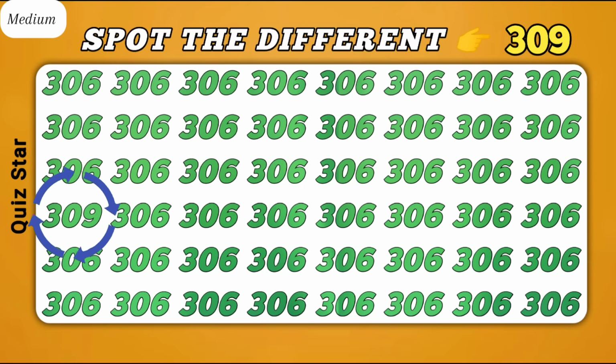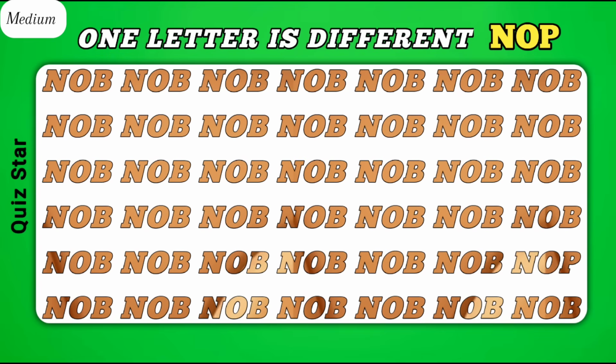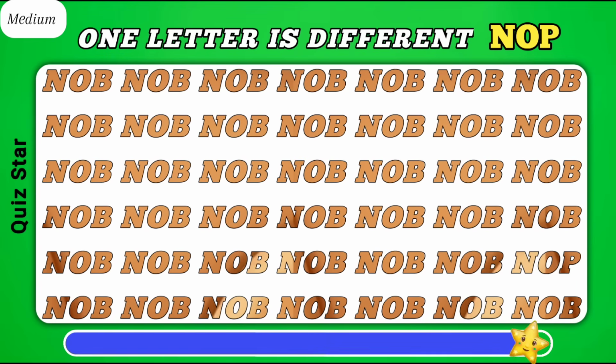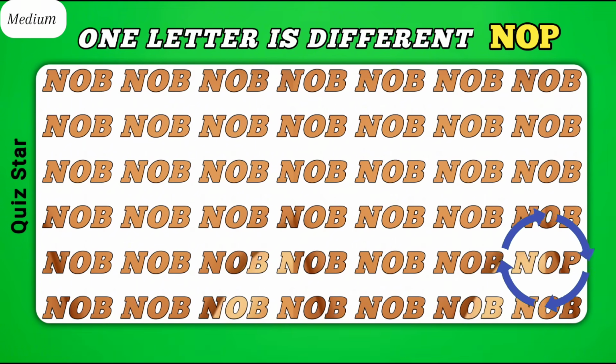Wow, super catch, the different number 309. Hey, senior and junior, one letter is different within given time. Wow, perfect. The different letter.